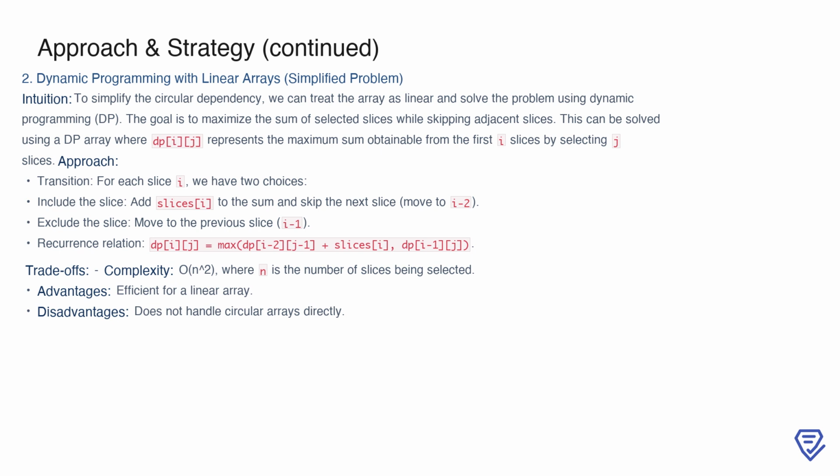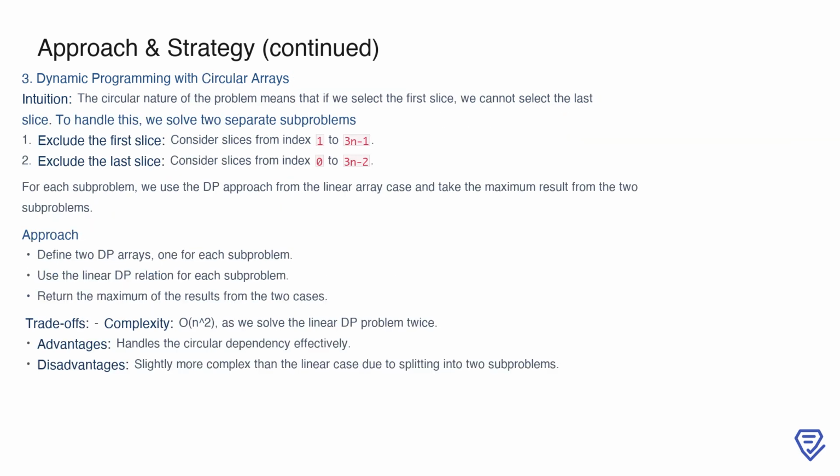While this approach handles the linear case efficiently with a complexity of O(n squared), it does not directly address the circular dependency of the array. Now, to account for the circular nature of the problem, we refine our dynamic programming approach. In a circular array, selecting the first slice means the last slice cannot be selected, and vice versa. To handle this, we break the problem into two subproblems.